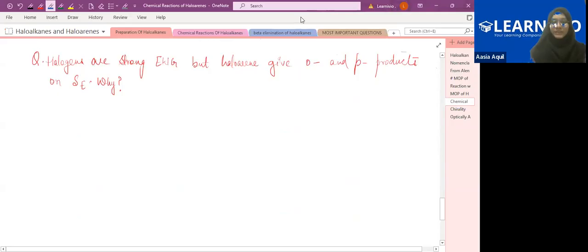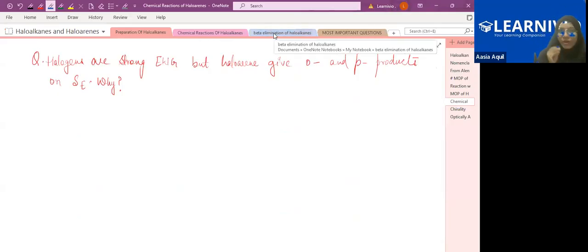Okay, next question: halogens are a strong electron withdrawing group, but haloarene gave ortho and para products on electrophilic substitution reaction. Explain why. Do you know? What would be the answer?